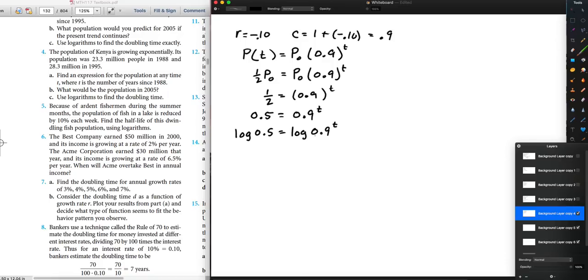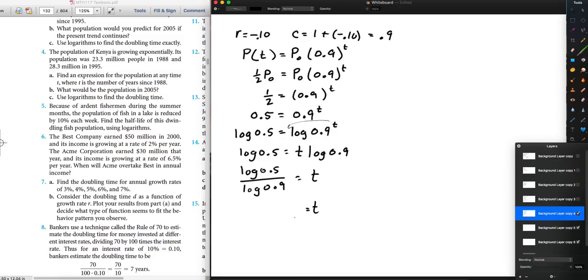All right, use your log property that says that exponent can now land out front. So I've got log 0.5 equals t times log 0.9. Divide both sides by log 0.9. We get log 0.5 divided by log 0.9, and that's t.